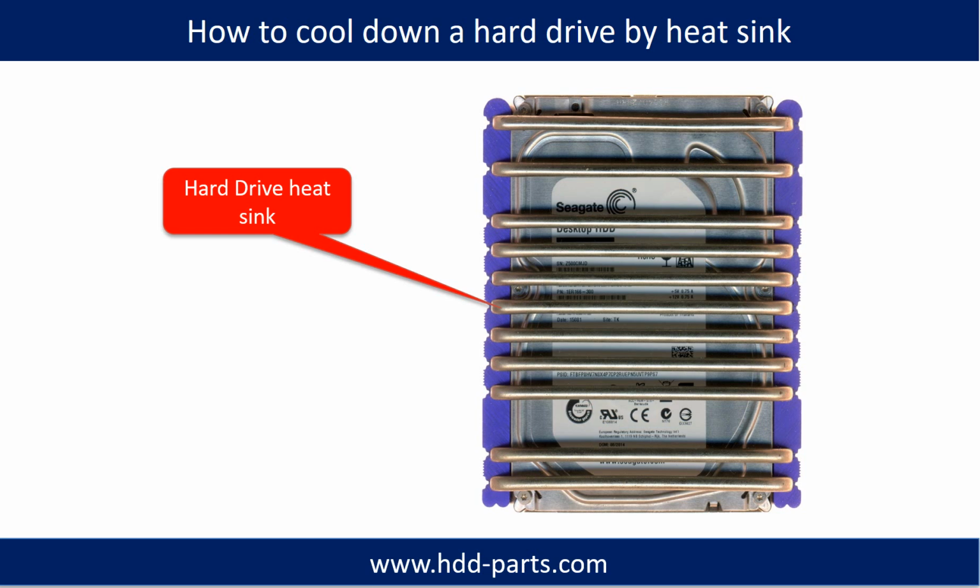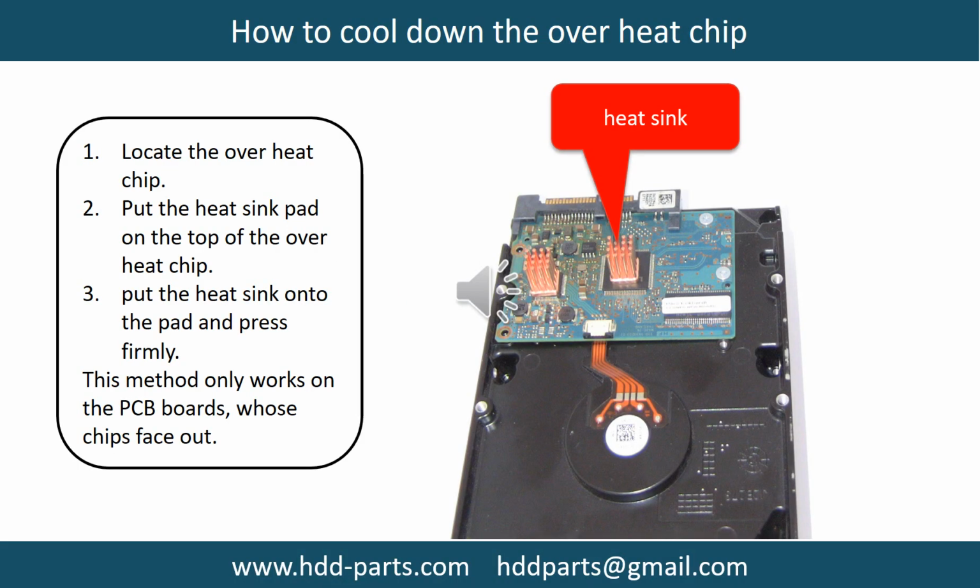This picture shows how to use a hard drive heat sink to cool down a hard drive. This picture shows how to cool down the overheat chips. 1. Locate the overheat chips. 2. Put the heat sink pad onto the top of the overheat chips. 3. Put the heat sink onto the pad and press firmly. Note: this method only works on PCB boards whose chips are facing out.